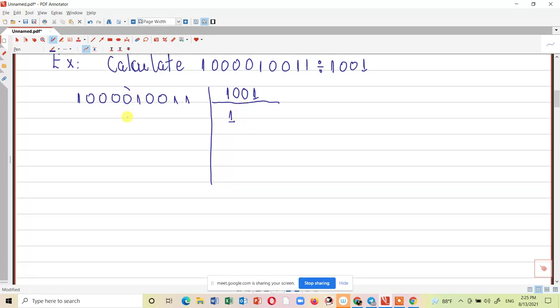So this is 11001. Now we just subtract this one.